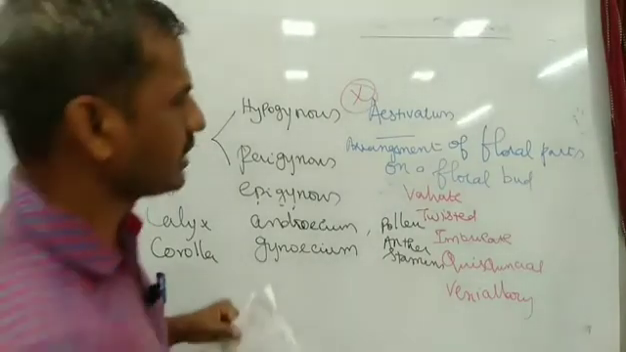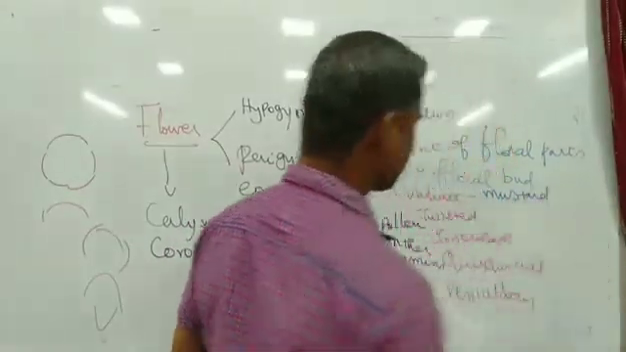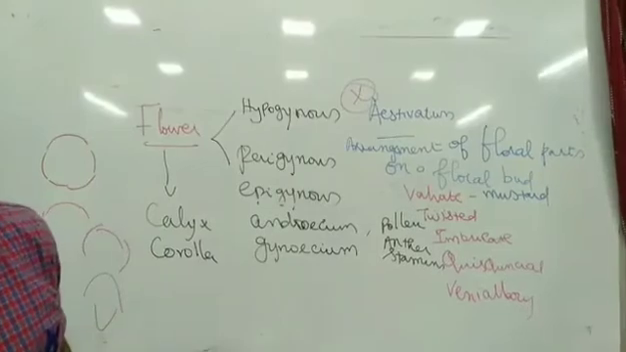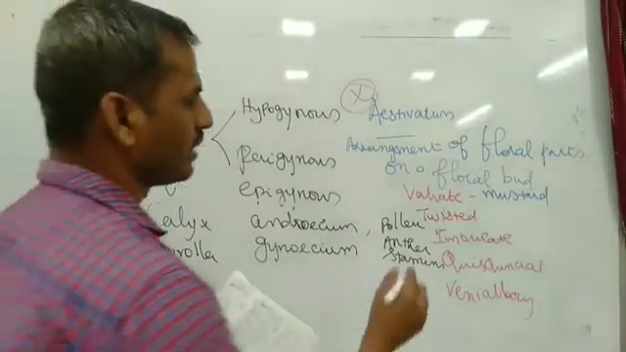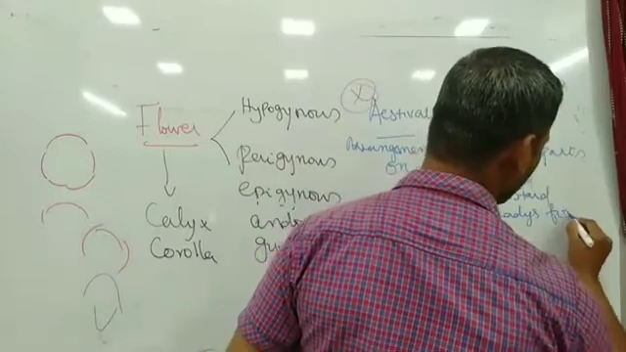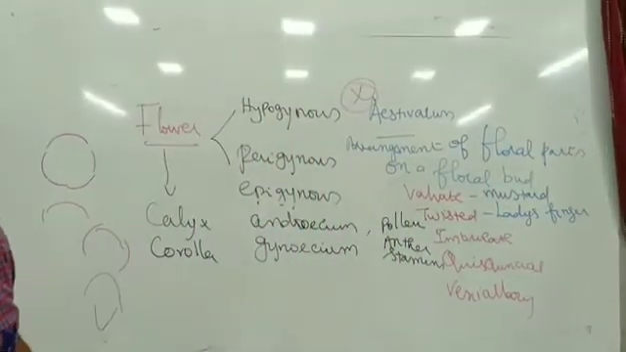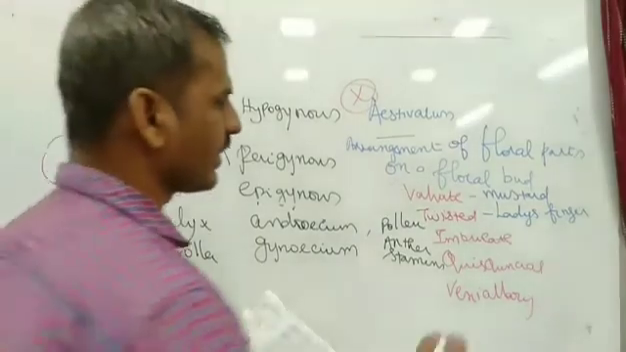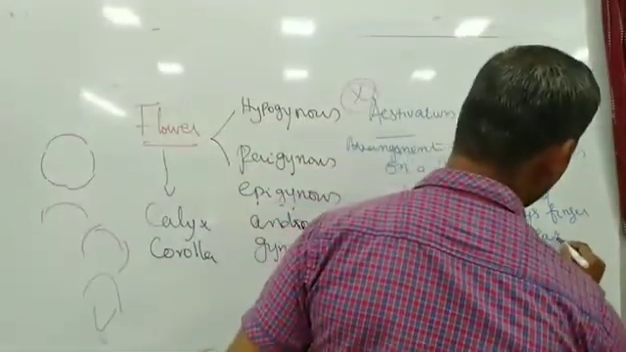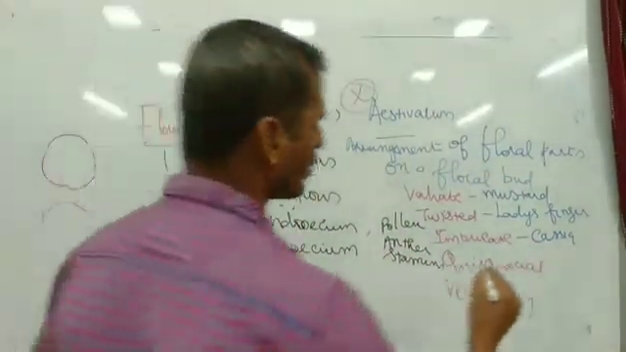Valvate is very common in mustard. Twisted aestivation is very common in lady's finger. Imbricate is very common in Cassia. Quincuncial is very common in Ranunculus.